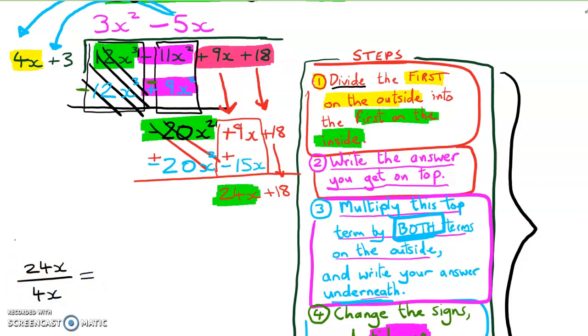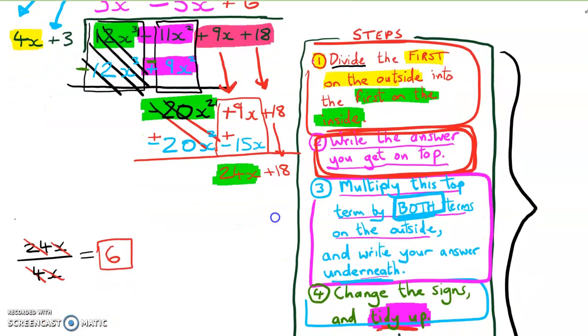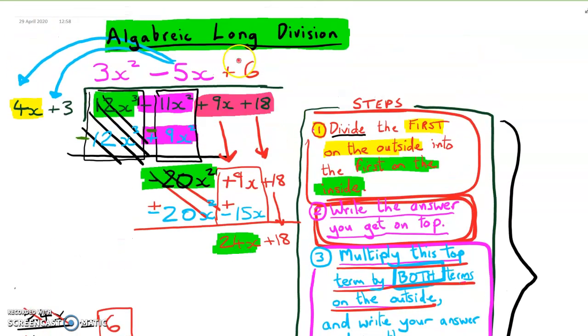What does that give me? Well, 4 goes into 24 6 times, and those x's are gone, so it's simply just 6. I write my answer on top, plus 6. That's what I did there, put my answer on top. And now I've got to multiply this top term by both terms on the outside. Okay, so I've got to multiply this 6 by this and by this.